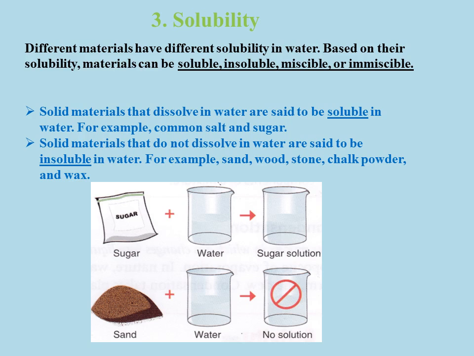So let's begin. Here the slide is a classification based on solubility. Different materials have different solubility in water. Based on their solubility, materials can be soluble, insoluble, miscible or immiscible. Solid materials that dissolve in water are said to be soluble in water. For example, common salt and sugar, these are all soluble. Substances which completely disappear or dissolve in water are soluble in water.